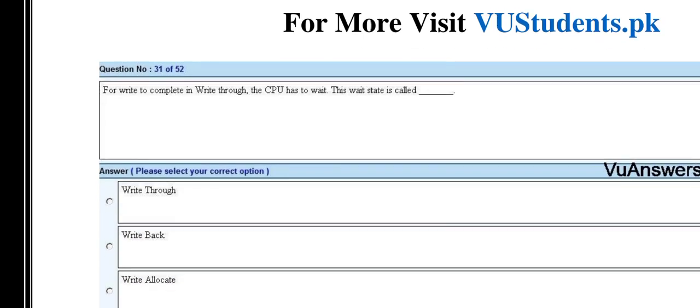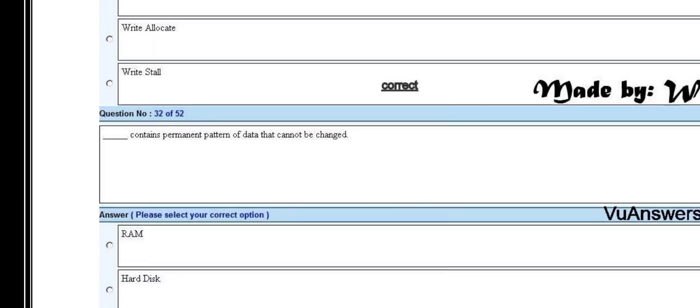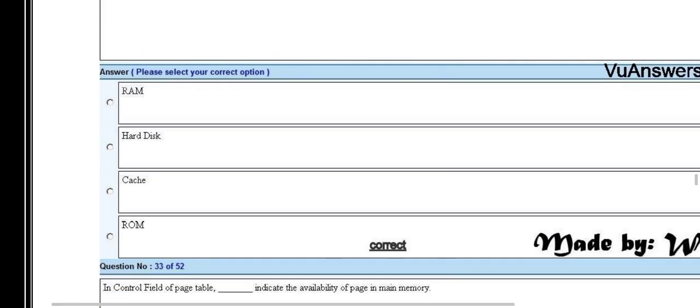For a write to complete in write through, the CPU has to wait. This wait state is called a write stall. Dash contains parameters, a permanent pattern of data that cannot be changed. ROM.